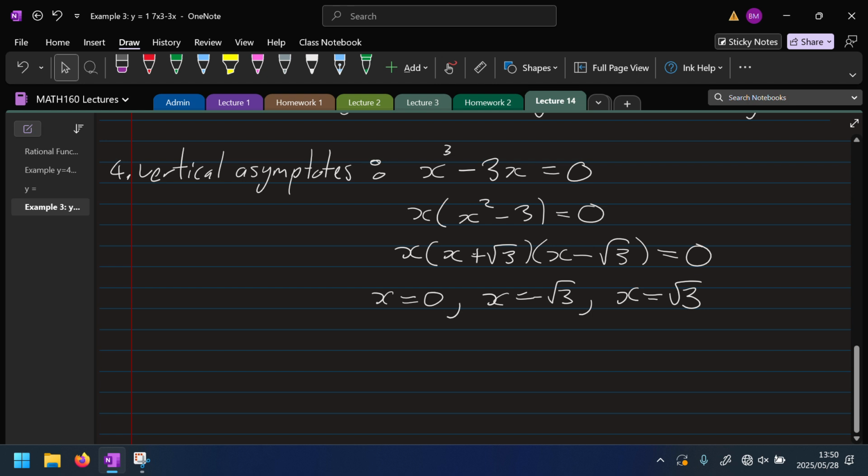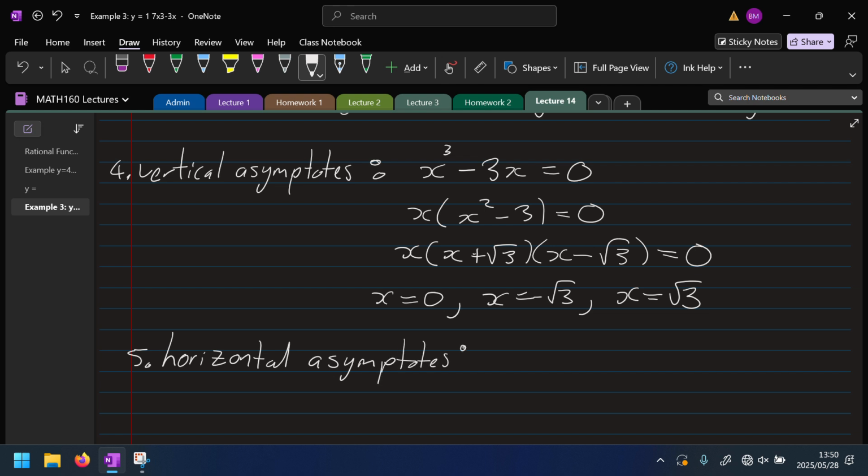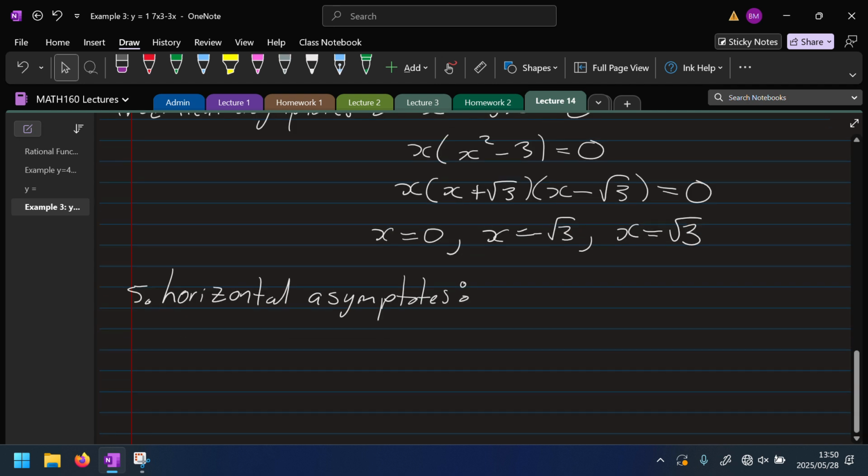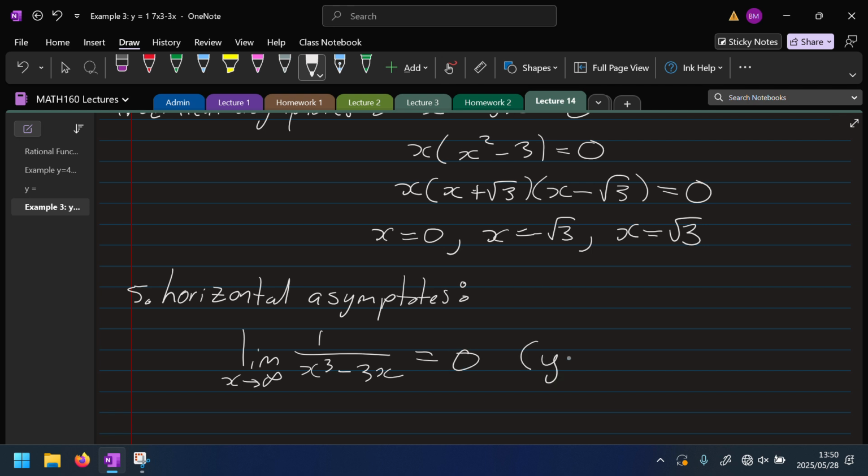Okay, what about horizontal asymptotes? Let's have a look for those. Okay, horizontal asymptotes. So we want to take the limit as x goes to infinity. So this will be the limit as x goes to infinity of whatever function's given. So in this case, we have 1 over x cubed minus 3x. Okay, this one's very easy. When x goes to infinity, that whole bottom part's going to go to infinity, so the fraction goes to 0. So we have y equals 0.